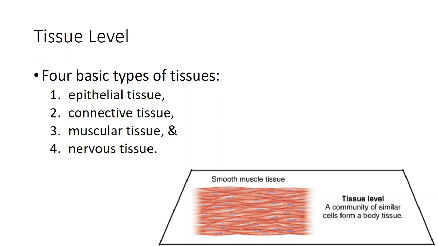Epithelial tissue covers body surfaces, lines hollow organs and cavities, and forms glands. Connective tissue connects, supports, and protects body organs while distributing blood vessels to other tissues. Muscular tissue contracts to make body parts move and in the process generates heat. Nervous tissue carries information from one part of the body to another through nerve impulses.